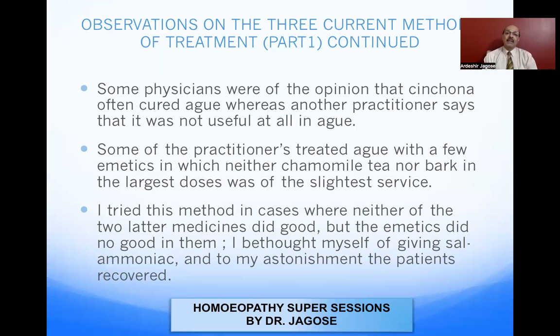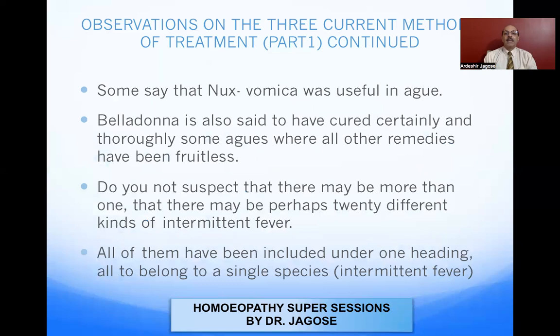So one physician said that neither chamomile tea nor the bark was useful, nor the emetics, but only sal ammoniac was useful. So here you can see different physicians had different opinions about the treatment of malarial fever, what remedies were useful and what were not. Some say nux vomica was useful in ague. Belladonna is also said to have cured certainly and thoroughly some agues where all other remedies have been fruitless. So some people say belladonna was the drug of choice in which all the other remedies were not of use.